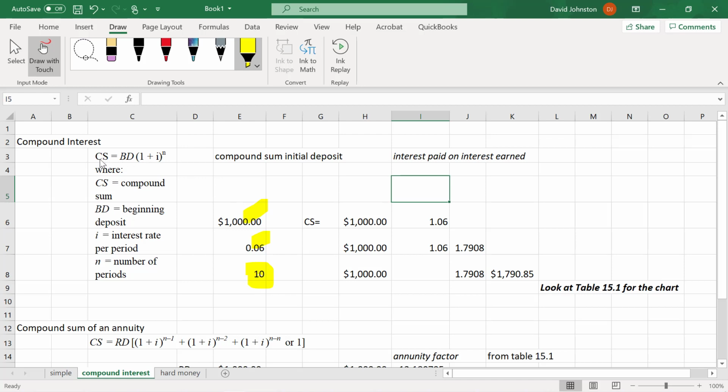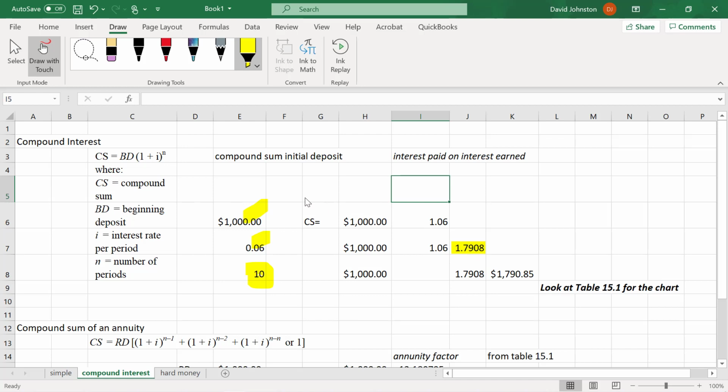So you can see our little equation up here: the compound sum is the beginning deposit of $1,000 times 1 plus the interest rate, 6%, taken to the nth power. And that actually comes out to this figure right here, which is your factor. In fact, if you go to table 15.1 and look for the chart, all this can be explained, so you don't have to do this equation and take part of it to the nth power.